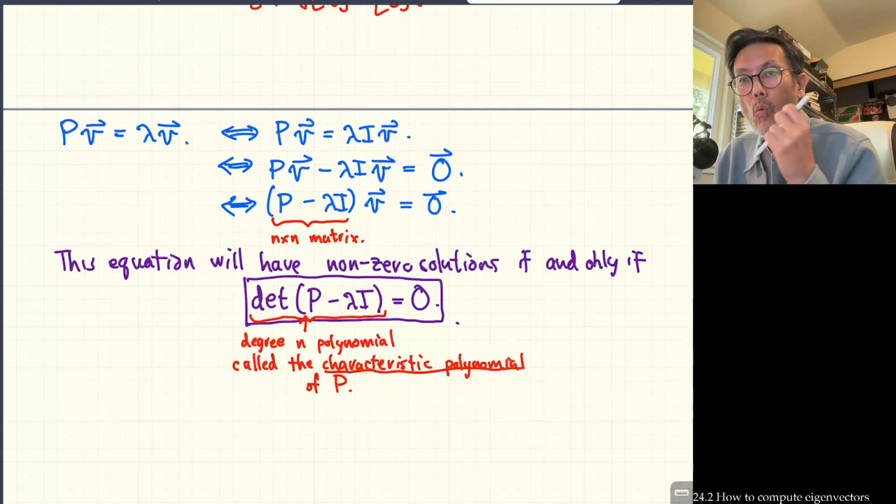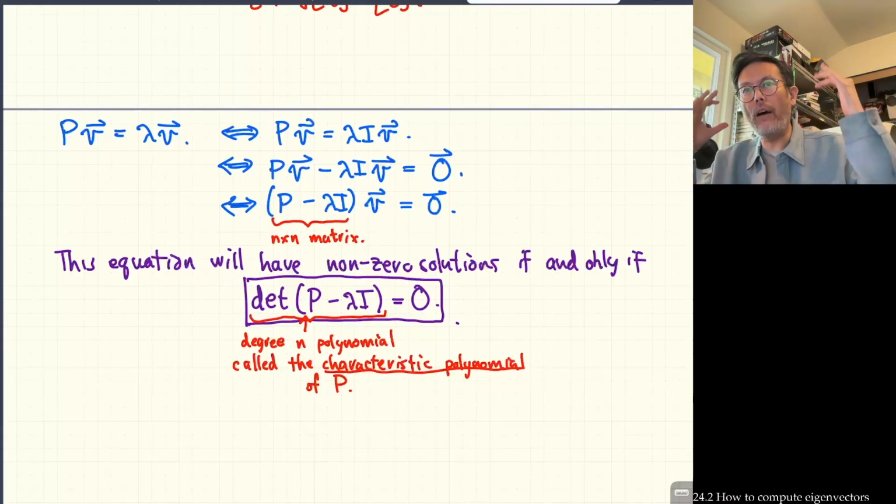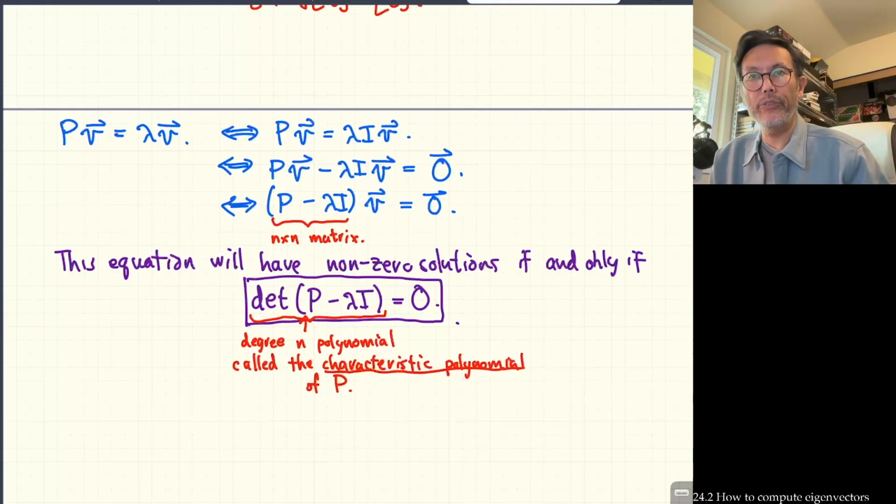Okay, let's make sure that we understand. This is a polynomial in lambda. It's going to involve powers of lambda. It might not be obvious right now, but through computation, you'll see that. I'm kind of shoving this down your throat. It's a degree n polynomial.